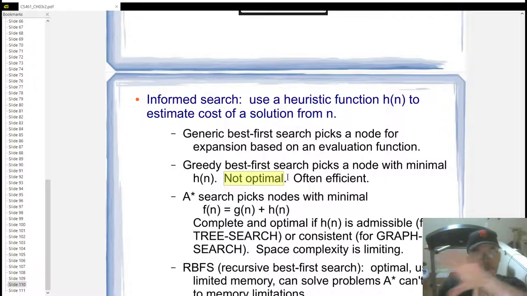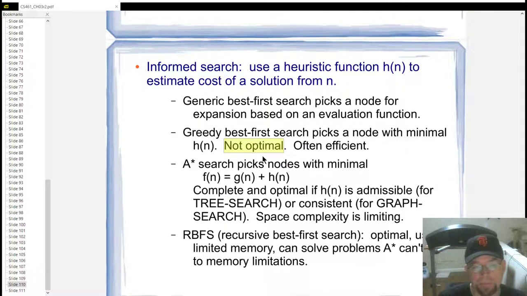because if you have a choice between three paths, this one might be the most expensive, this one less expensive, this one the least expensive, so you choose to generate a node going down this path. But one of these nodes over here leads to a goal with an overall smaller path cost, and you would have missed it.